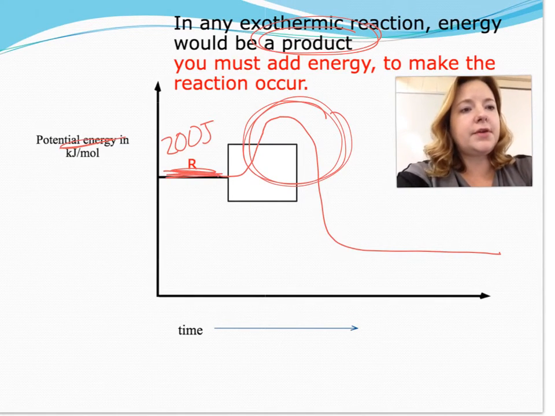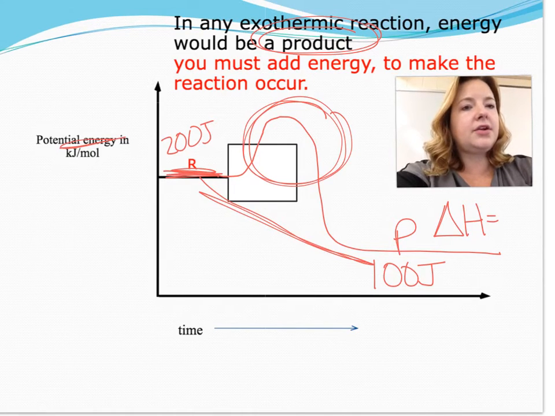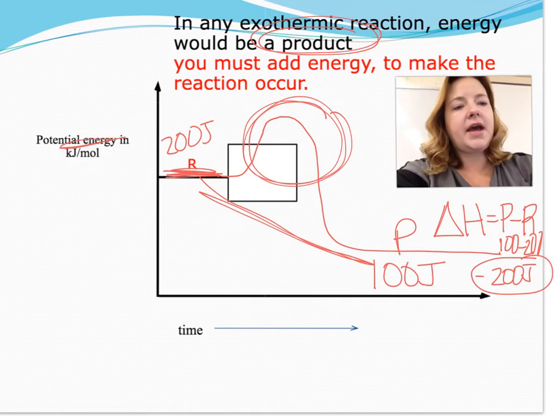The difference between the reactants and our products down here, let's say this is 100 joules, that means the difference between these two is going to be your delta H. So your delta H is going to be the energy of the products minus the energy of the reactants. So 100 minus 200 gives me a negative 100 joules of energy. So it's negative, exothermic, energy was given off.